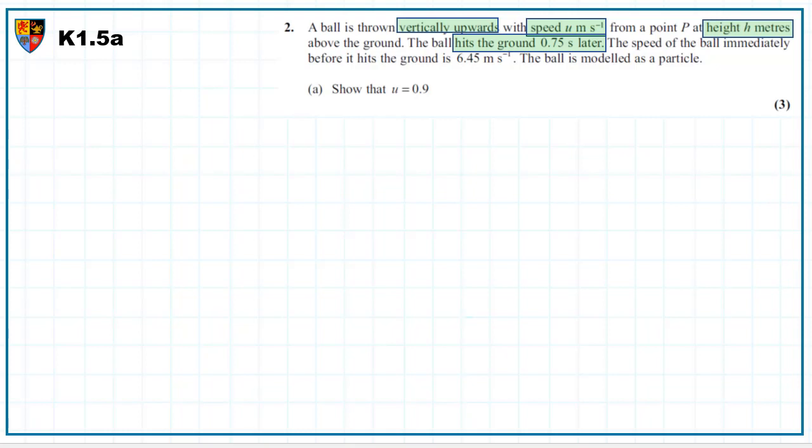And then the ball gets down to the ground, so it gets below where it originally started, at 0.75 seconds. It's below P at 0.75 seconds. And when it's just about to hit the ground, it's 6.45 meters per second. Okay? That's your initial model. What do you think about that? Make sense?